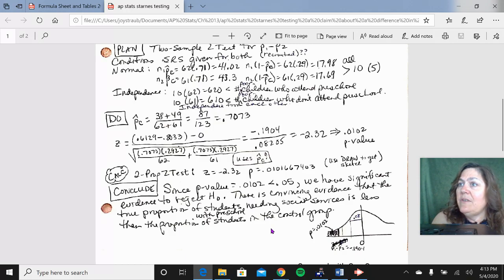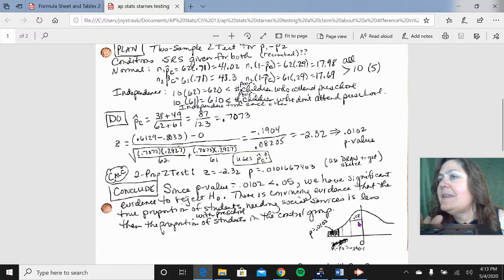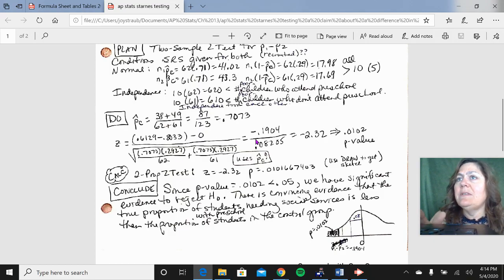So then your sketch, your difference is 0. Our SE is this formula down here that you still have to calculate, okay? Or using p hat C there. And then mark off that 0.08, I guess I have an 8 there, until you get to your p1 minus p2, which was a negative 0.1904 out here. And then your p-value at the end being rather small.